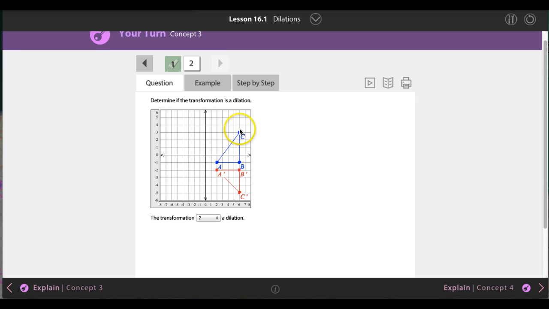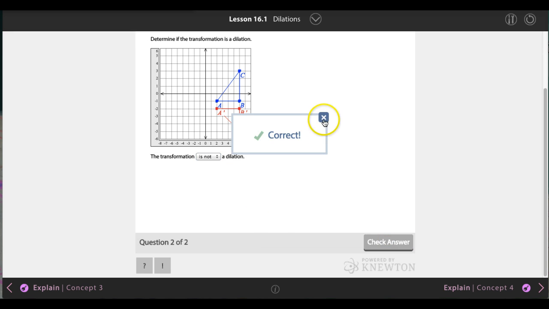Can you tell? Obviously they're not the same shape. This one is way taller and this is shorter. The red one is not a miniature version of the blue one. So we already know that this is not a dilation, right? Okay.